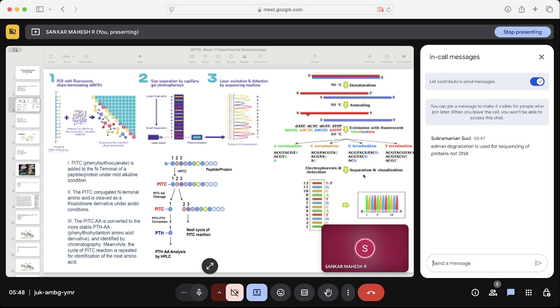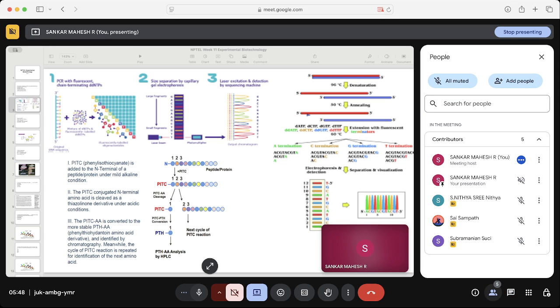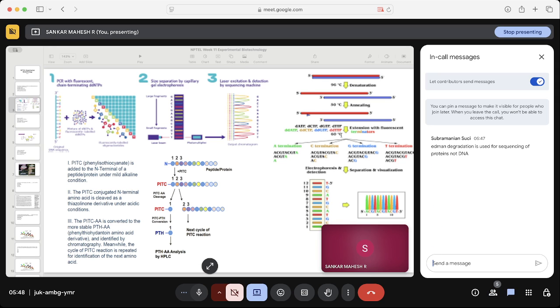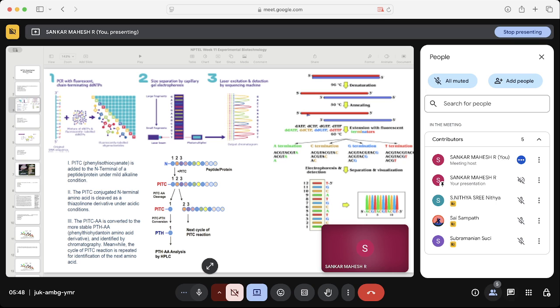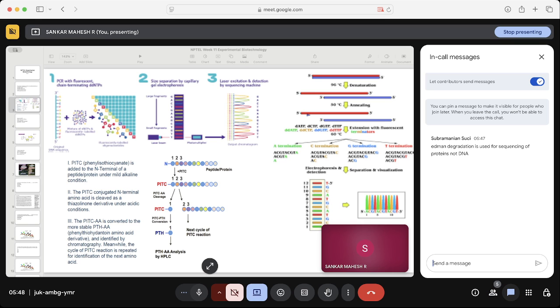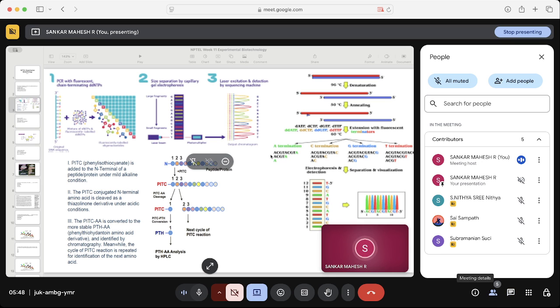You can unmute, Subramanian. Hello. Yeah, Sai Sampath, was it clear? I mentioned that this is done for proteins. Yes, sir. Okay, fine.